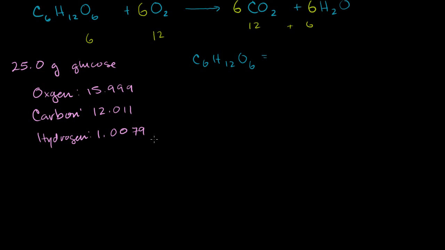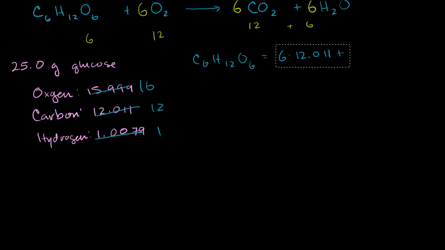C6H12O6, it's going to be equal to 6 times 12.011, plus 12 times hydrogen. Just to keep things simple, let me make this into 16, let me make this into 12, and let me make this into 1. That's going to make our math a lot easier.